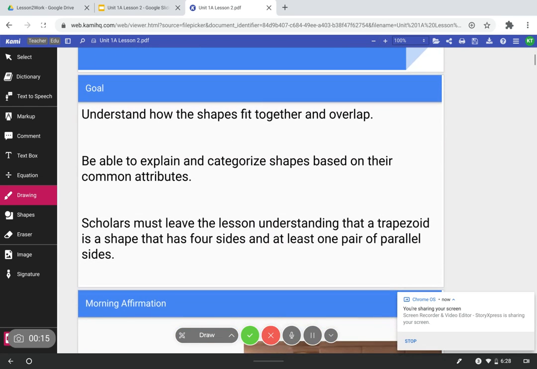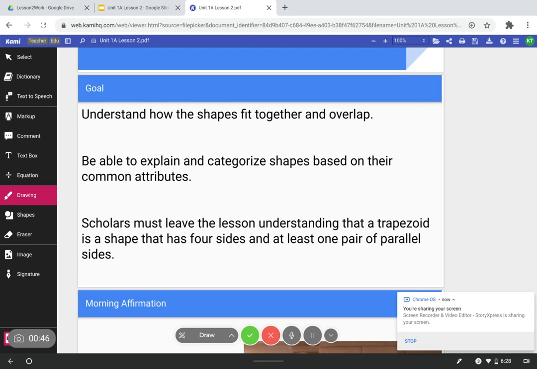The goal for today's lesson is to understand how the shapes all fit together and overlap. You should be able to explain and categorize the shapes based on their common attributes. So, what are the details that they have in common? What are the characteristics that they have in common? Something like, oh, these shapes both have 4 sides. That would be common attributes that can help categorize shapes.